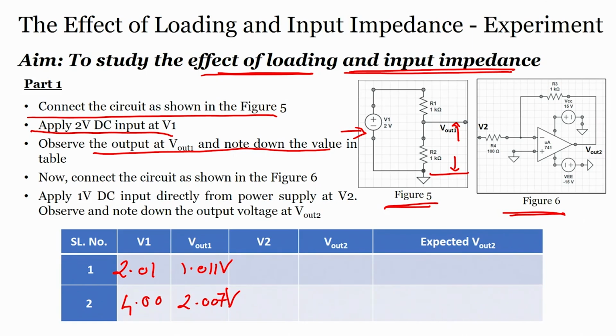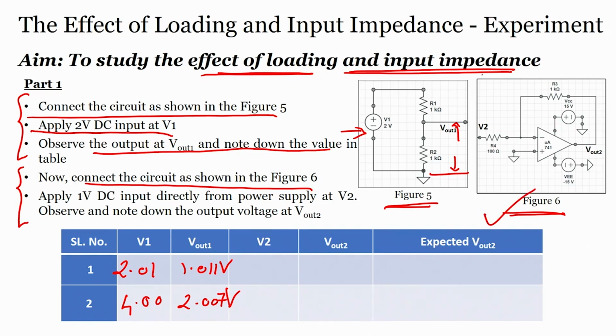Now, we will go to the second part of part 1. Let us consider this as A. Now, let us consider this one, which is your second part. Connect the circuit as shown in figure 6. What is figure 6? If you see here on the screen, this is figure 6. This is the circuit of an inverting amplifier.